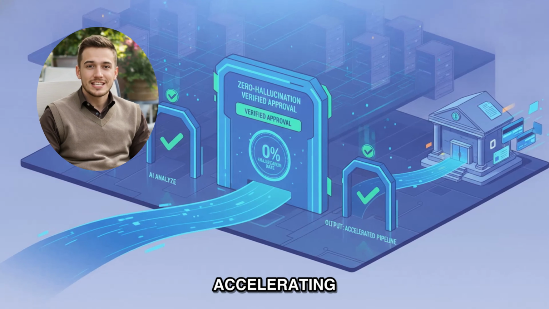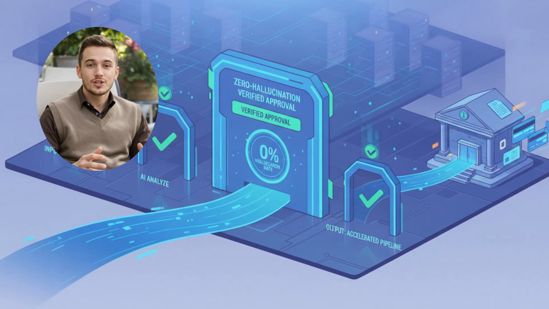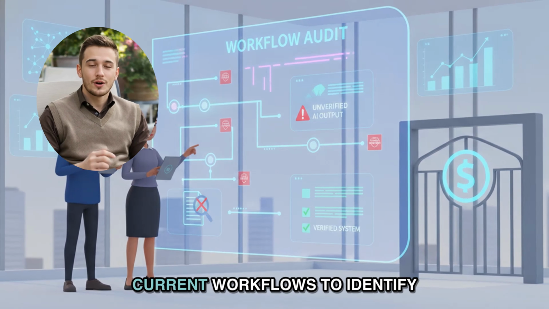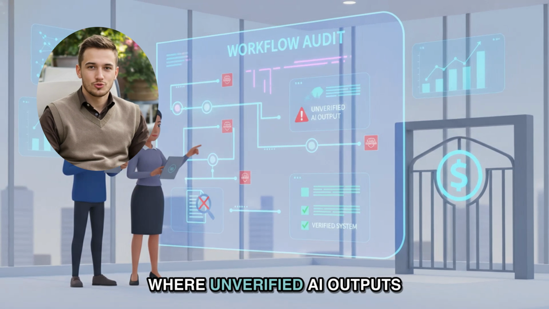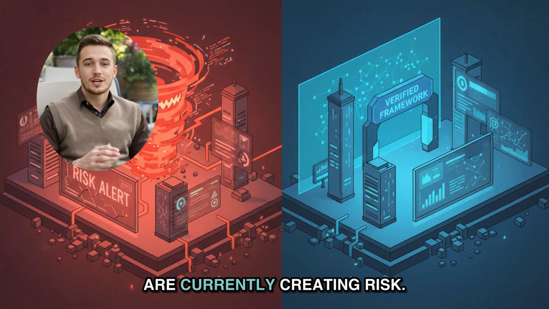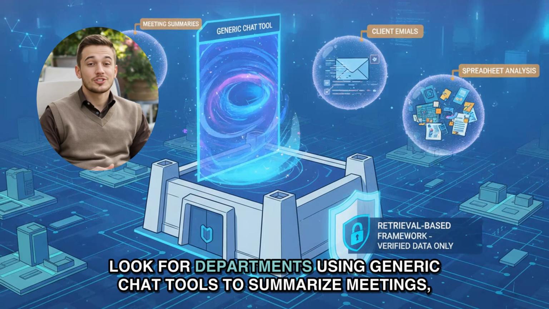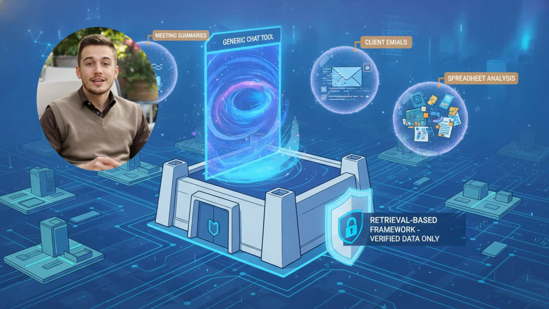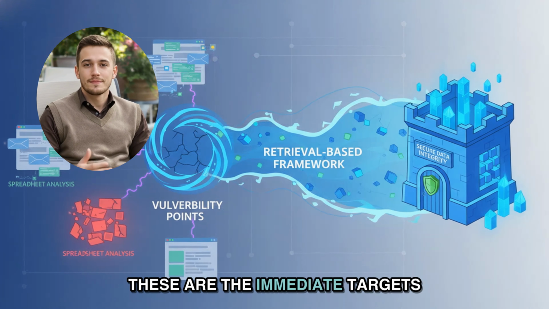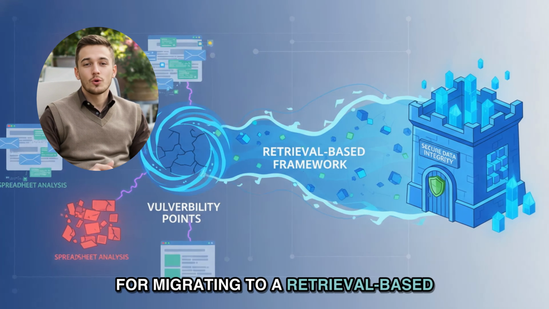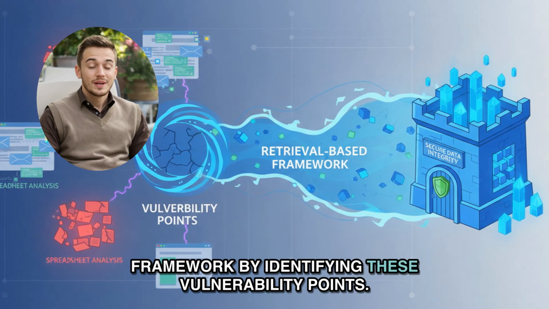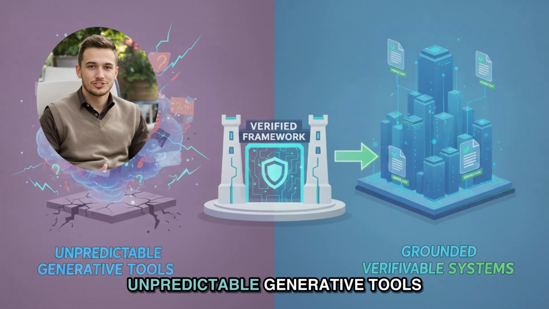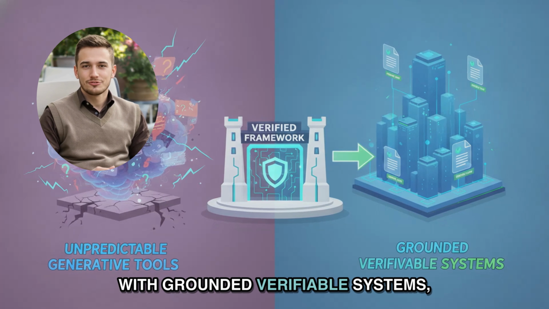To replicate this success, decision-makers must audit their current workflows to identify where unverified AI outputs are currently creating risk. Look for departments using generic chat tools to summarize meetings, draft client emails, or analyze spreadsheets. These are the immediate targets for migrating to a retrieval-based framework. By identifying these vulnerability points, leadership can systematically replace unpredictable generative tools with grounded, verifiable systems, securing the organization's informational integrity.